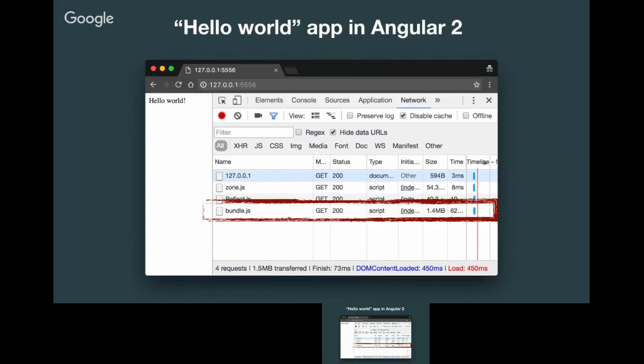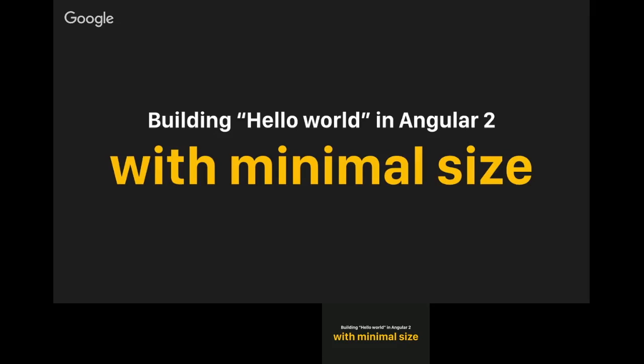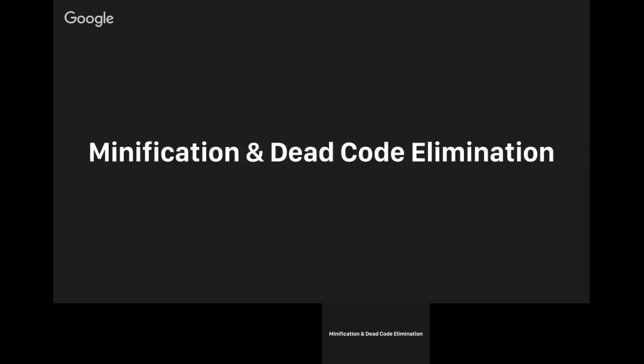So we are going to slightly change our goal now. We're going to try to build our Hello World application again, but with a minimal payload size. The first and most obvious technique that we're going to use is, of course, minification and dead code elimination. And we're going to make a smooth transition to some more advanced techniques in a little bit.